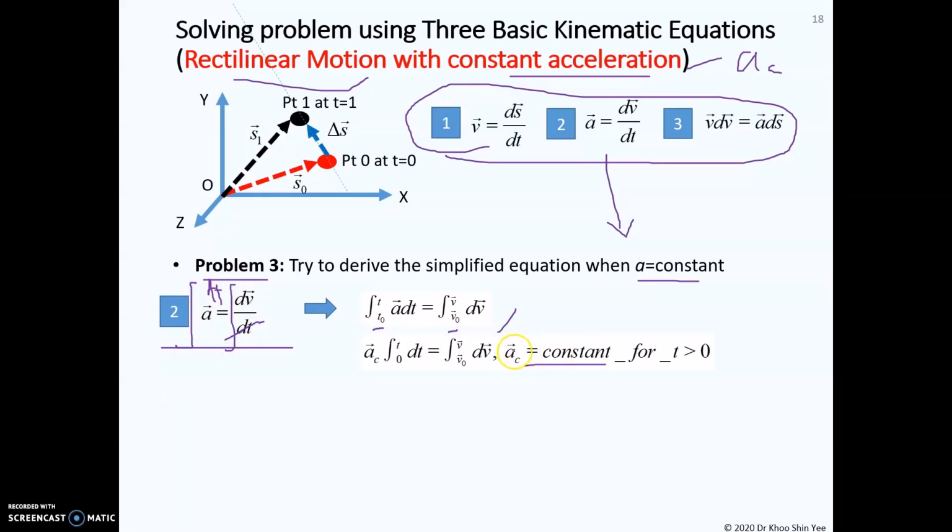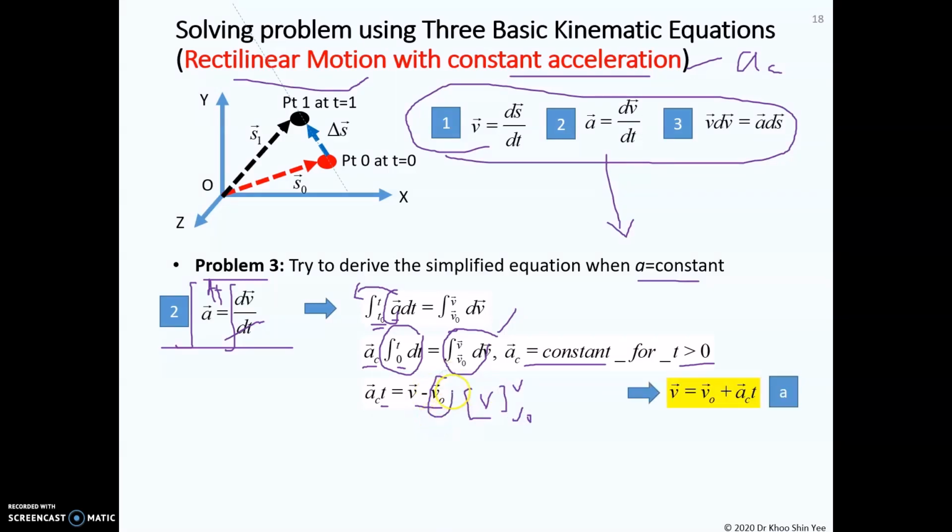If we assume the acceleration is constant for t greater than 0, then since the acceleration is constant, we can take it out from the integration, and we let the initial time to be 0. Integrate dt, you obtain t. Integrate dv, you obtain v. And if you substitute the limit v and v0 inside, you obtain v minus v0. Move the v0 to the left hand side, then you obtain your v equal to v0 plus ac t. So this is equation A.